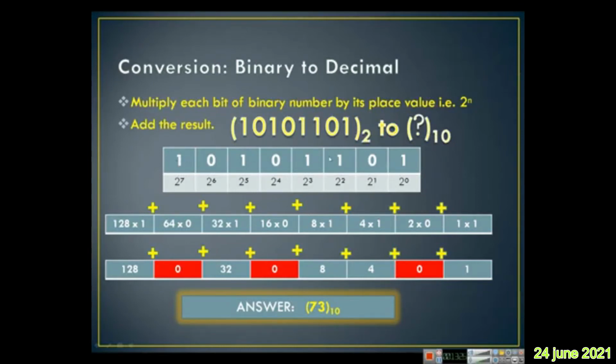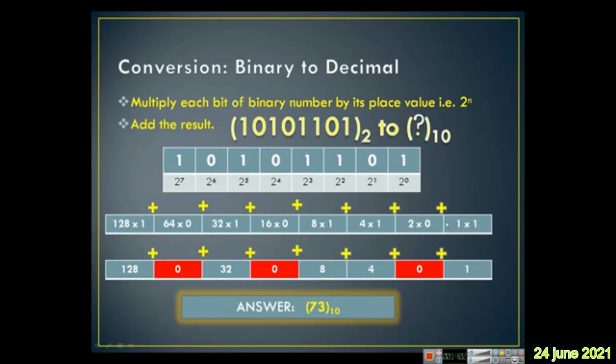See, these positional values or place values are multiplied by 2 raised to 0, 2 raised to 1, 2 raised to 2, 3, 4, 5, 6, 7. Okay, what is the value of 2 raised to 7? 128 into 1. What is the value of 2 raised to 6? 64, the digit is 0. 2 raised to 5, 32 into 1. 2 raised to 4, 16 into 0. 2 raised to 3, 8 into 1. 2 raised to 2, 4 into 1. 2 raised to 1, 2 into 0. 2 raised to 0 is 1 into 1.